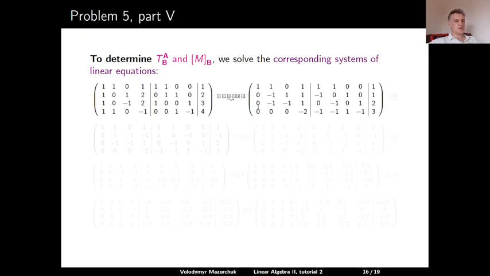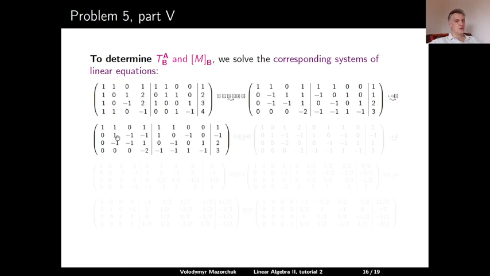So row 3 becomes 0, minus 1, minus 1, 1, 0, minus 1, 0, 1, 2. And similarly, row 4 becomes 0, 0, 0, minus 2, minus 1, minus 1, 1, minus 1, 3. So now here we have minus 1, so we multiply row 2 with minus 1. Rows 1, 3, and 4 remain the same, and row 2 just changes the sign everywhere.